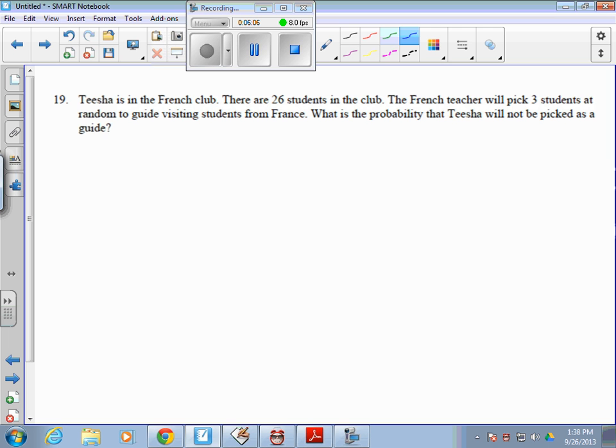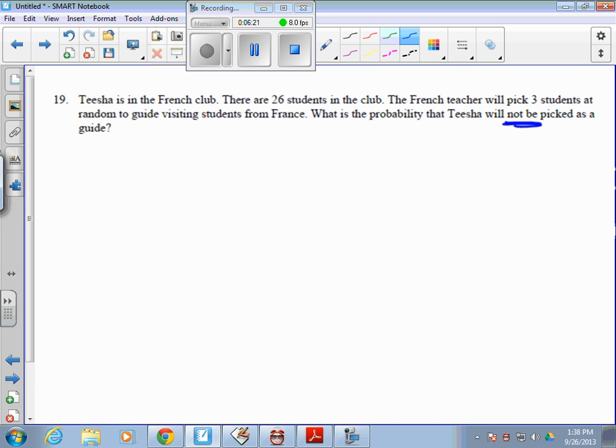19 says she's in a French club, 26 students in the club. The teacher's going to pick 3 students at random to guide visiting students from France. What is the probability that she will not be picked? So it's probability she'll not be picked. Only 3 of them are going to be picked.